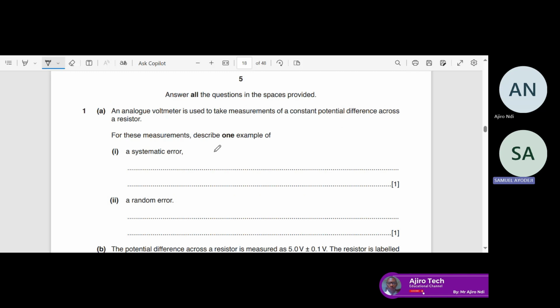What is systematic random error? Describe one example. Look at this now. The analog is what is used to measure, is analog system. That means zero error. It does not start from zero. So what's the random error? Scattered. The readings are scattered. So all these are directly from the notes. Go and read them up. The readings are scattered. This one does not start from zero already. So that's how it's going to be.